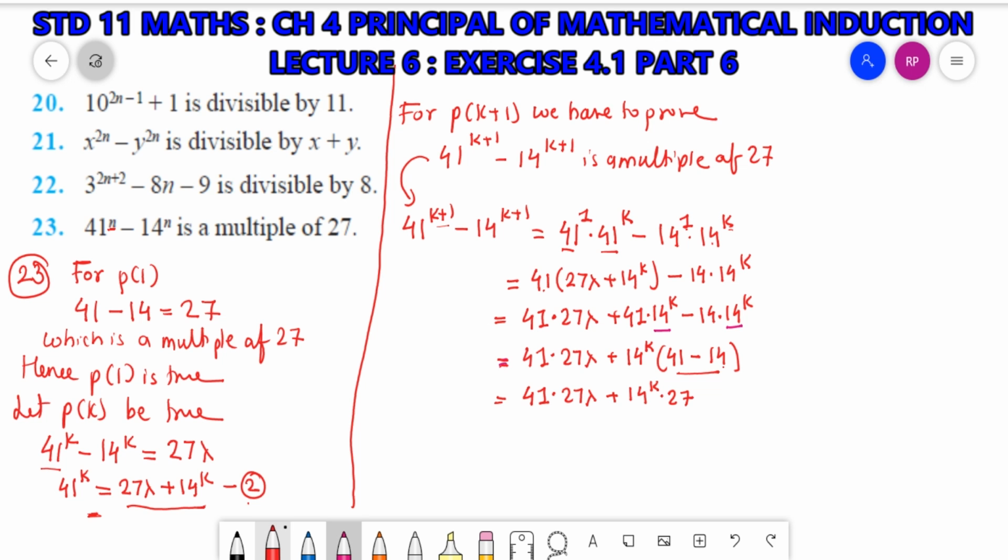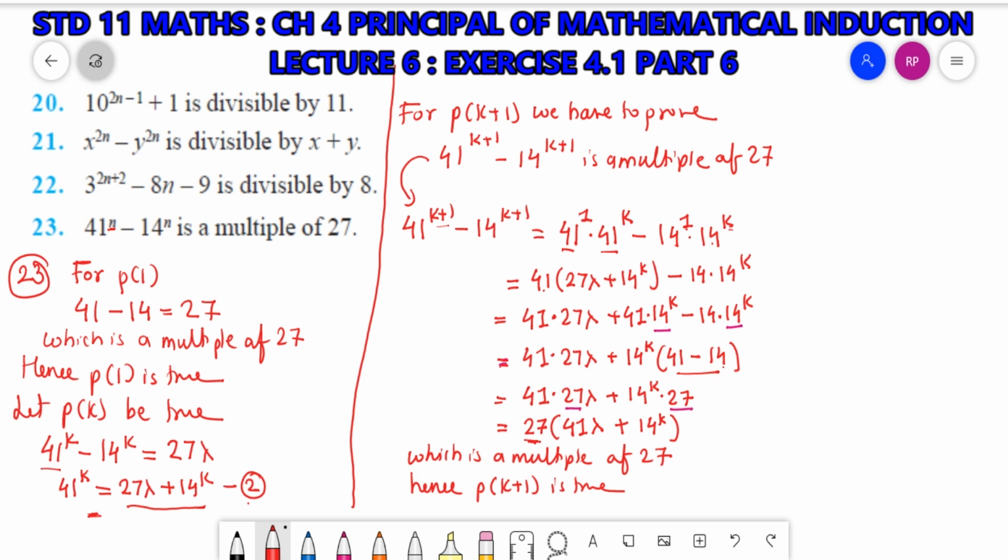What I can take common? I can take common 27 and 27. So this will be equal to 27 into 41 lambda plus 14 raised to k. Now see, as I had multiplied this with 27, it means it is a multiple of 27. Hence, P of k plus 1 is true.